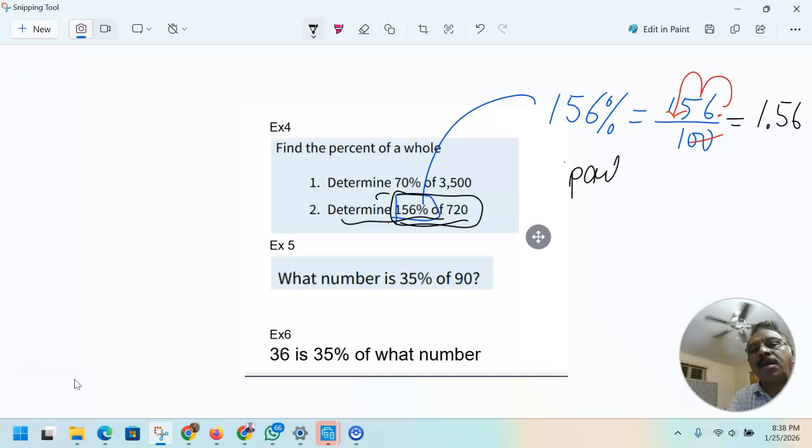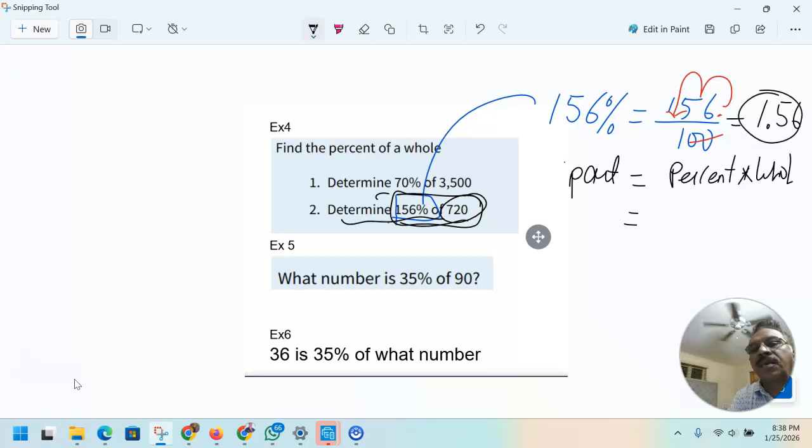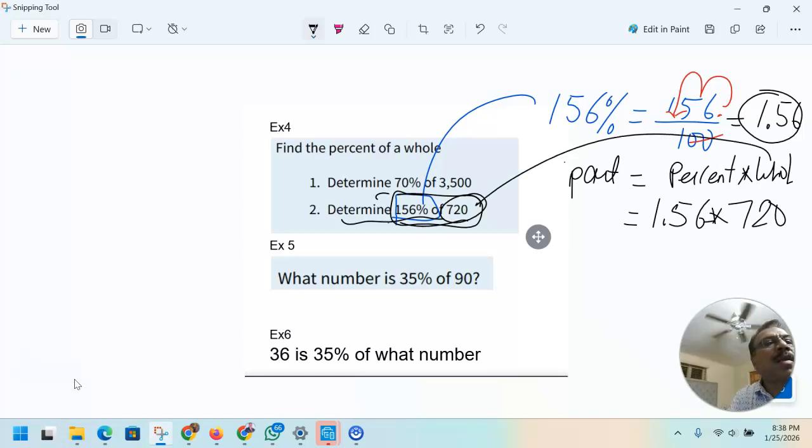So we write part is percent times the whole, and the whole is given as 720, and the percent we already got, which is 1.56. When you multiply by 720, plug this in, and pull out your calculator and see the answer.